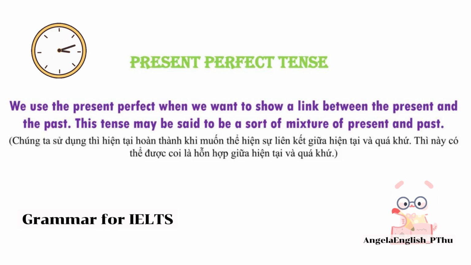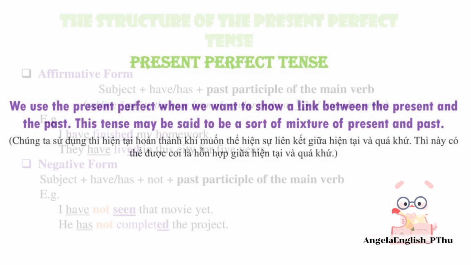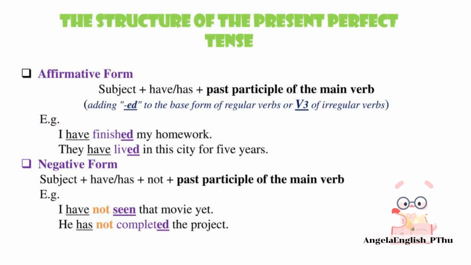Present perfect tense. We use the present perfect when we want to show a link between the present and the past. This tense may be said to be a sort of mixture of present and past. The structure of the present perfect tense includes affirmative form, negative form, interrogative form.